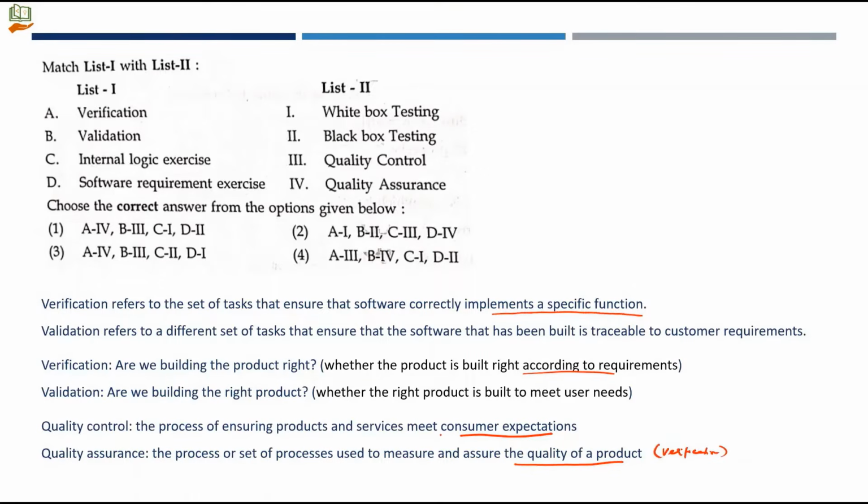Regarding quality control, it is about meeting the consumer expectation, which can be equated to validation, where it talks about user needs or customer requirements. A will be mapping to 4, quality assurance. B will be mapping to 3, quality control. A4, B3 is available in 2 places. We can rule out the other 2 options.